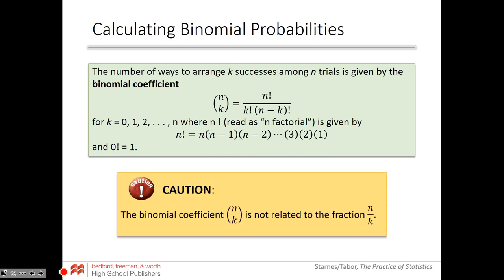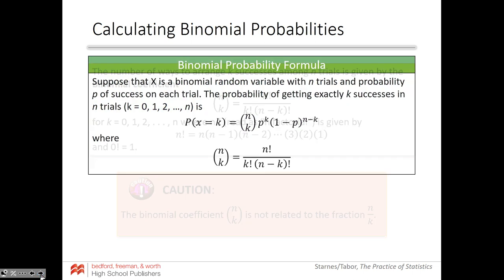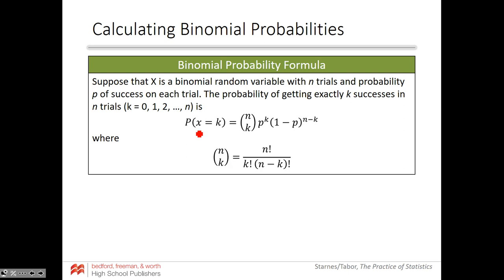Just again, another reminder that the binomial coefficient, we read this as N choose K. It has nothing to do with N divided by K. N choose K is defined to be this up here. It's not a fraction. But if we use this binomial coefficient, or these combinations, that's going to give us the number out in front here. Remember, the number of ways that we can have one success in our 5-kid family.